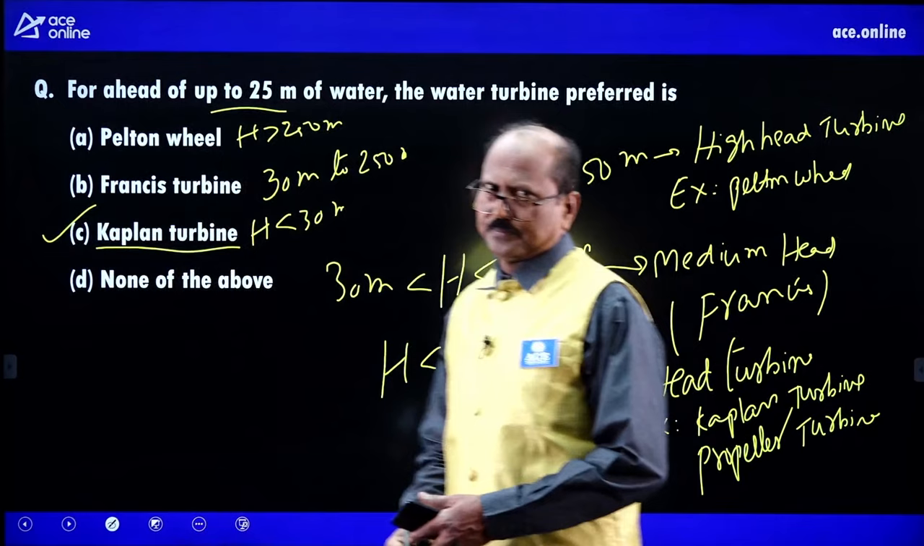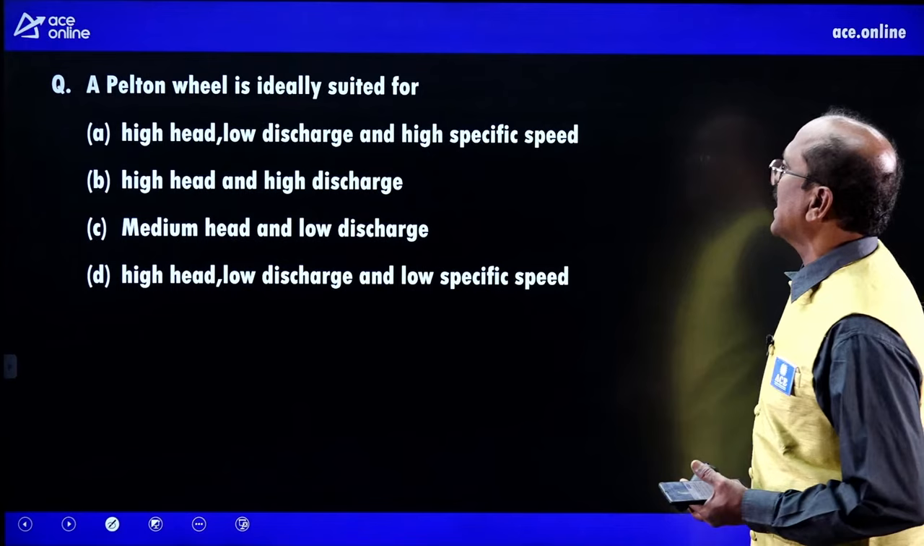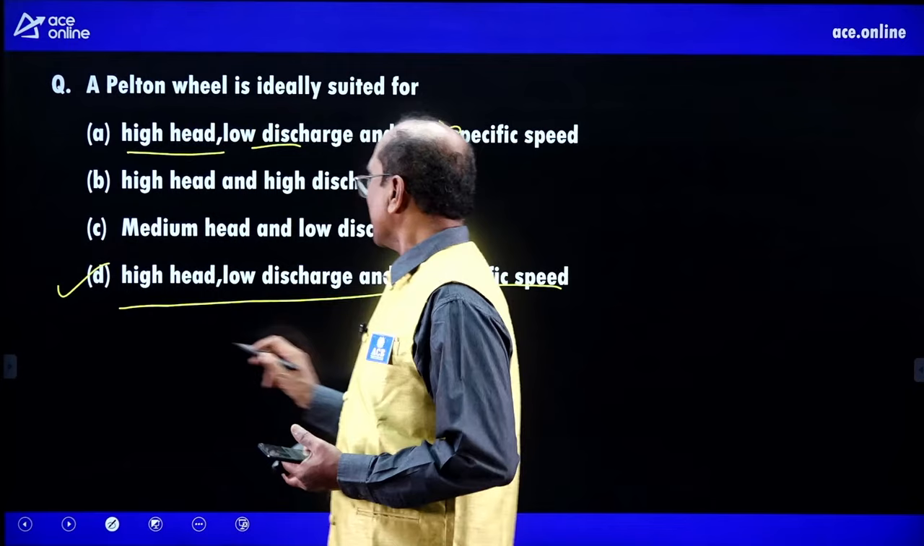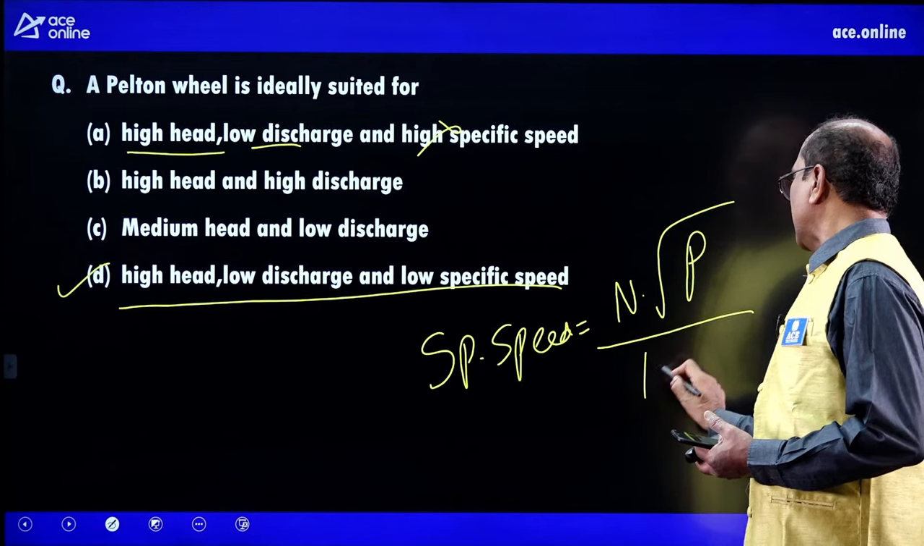Answer C. Yes. Next, Pelton wheel, this type of questions appeared, no? Pelton wheel is a high head, low discharge, low specific speed turbine. Specific speed is one word technically used to select the turbine. It relates the speed of the turbine, power generated by the turbine, and the head under which it works. This is called specific speed.